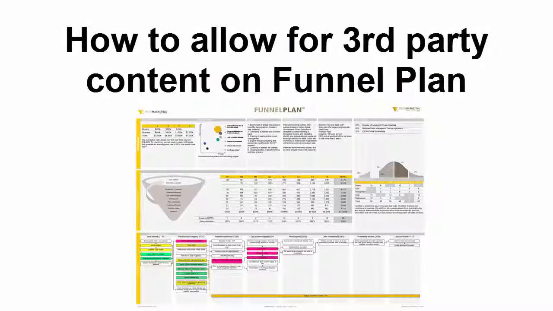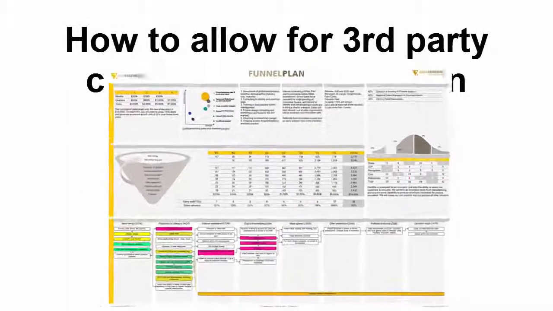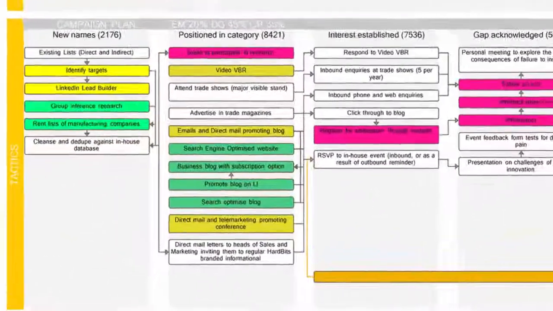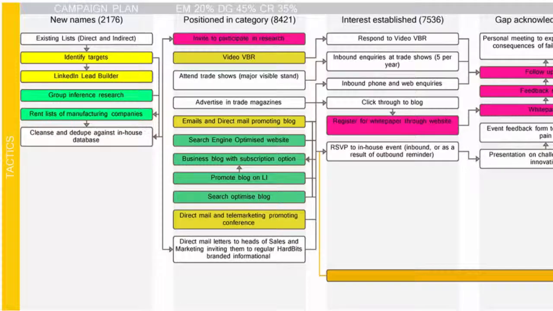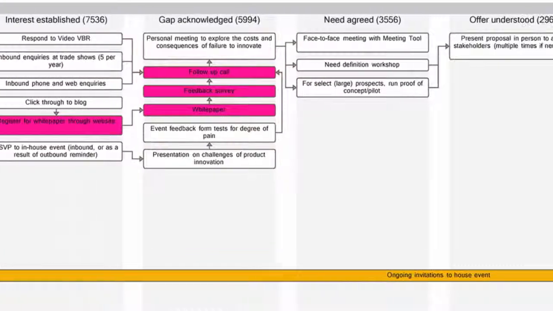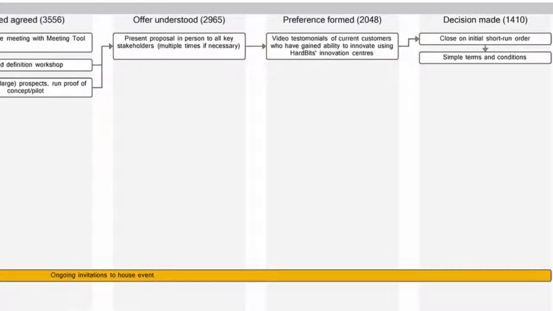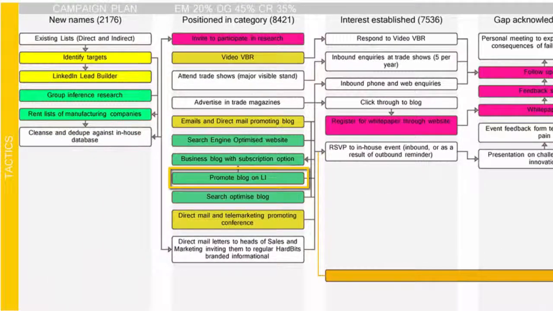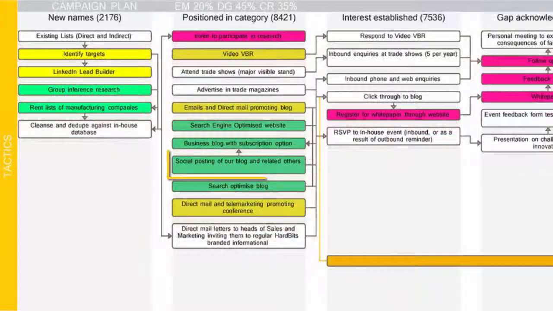Okay, so here's how we do this in Funnel Plan. Now let's start by looking at the completed funnel plan, and we're going to zoom in on the tactics section here at the bottom of the funnel plan where we have the end-to-end tactics for marketing and for sales. And you can see there that we've got a tactic called Promote Blog on LinkedIn. We're going to edit that to social posting of our blog and related others.